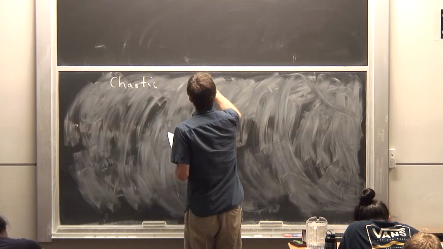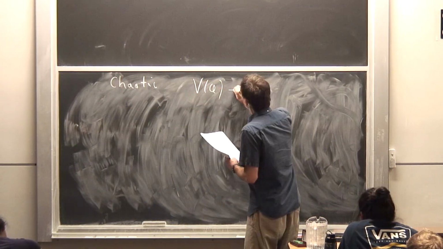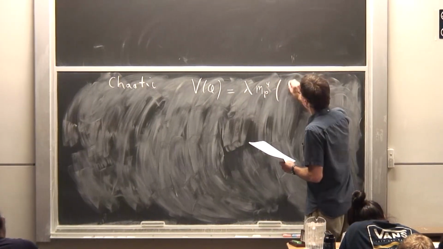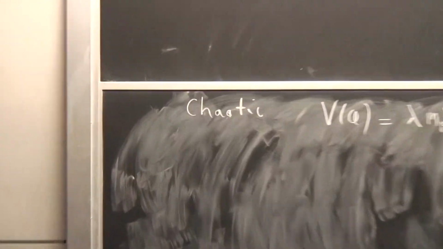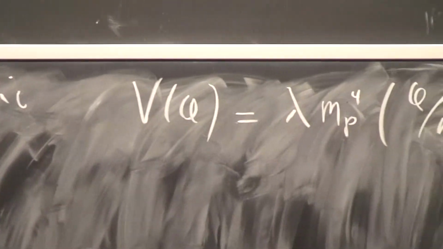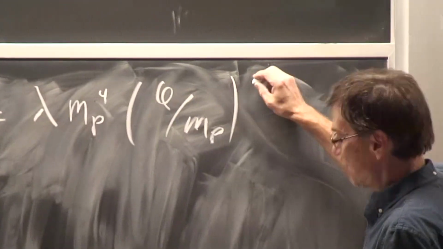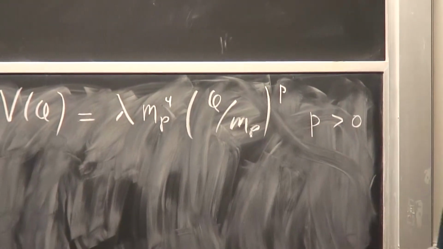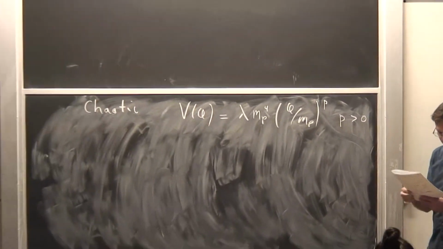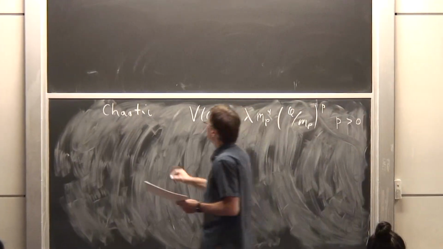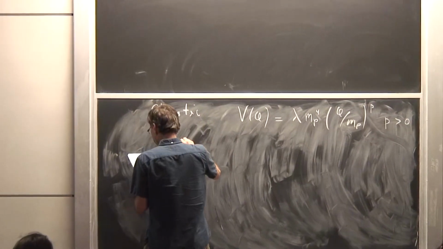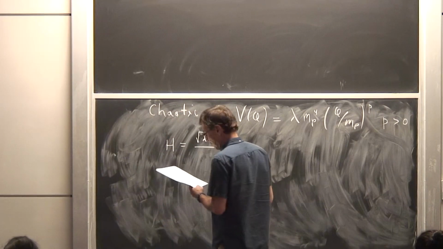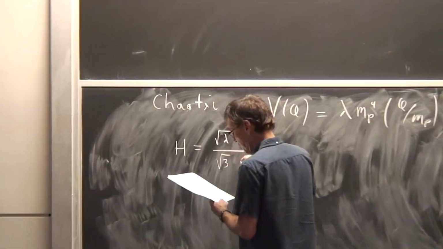And they're nothing more than a monomial. And so one could very generally parameterize them as a dimensionless coupling lambda times Planck mass to the fourth, and then the ratio phi over M_P to some power p, where we need p to be greater than 0 to get inflation. And so if you plug that into the Hubble parameter, then that's root lambda over root 3.